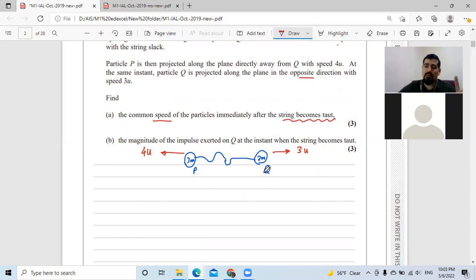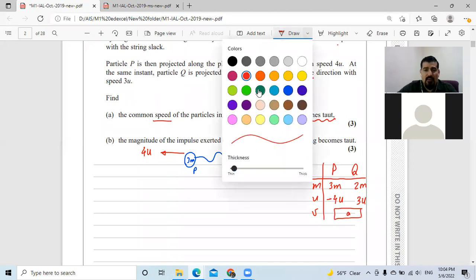Now, when the string becomes taut, both particles are one body. So according to the table that we usually do, P, Q, M, U, V. Here 3m, here 2m. Here it's to the left, negative 4u. Here it's to the right, 3u. And they ask about the speed of both together. This is part A of the question.